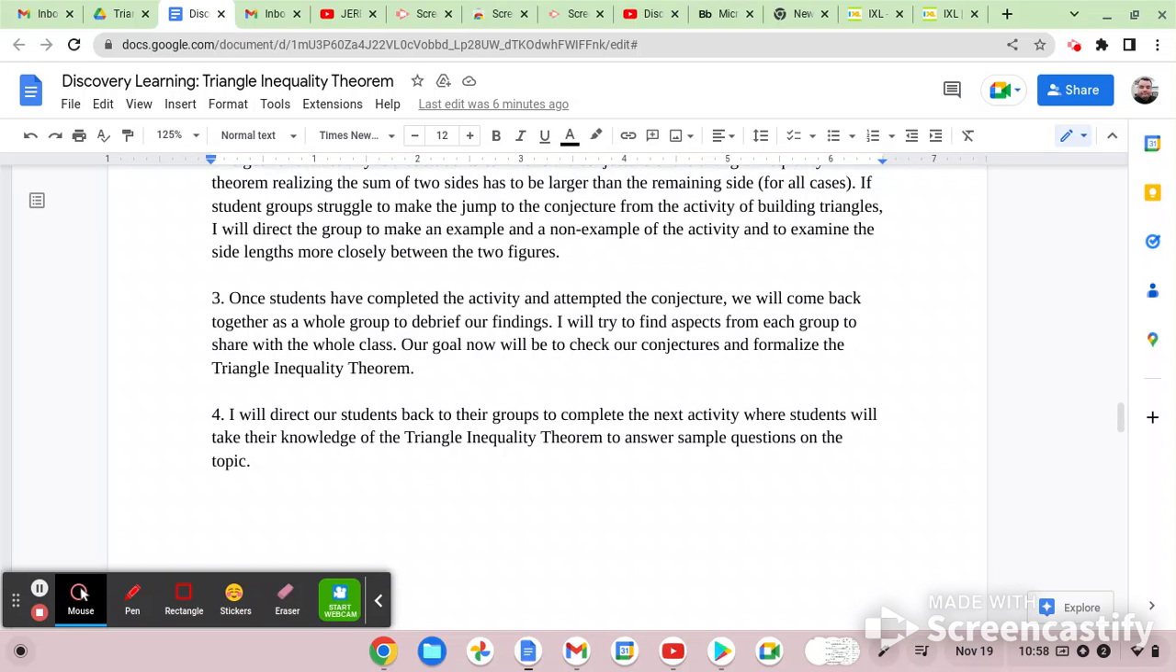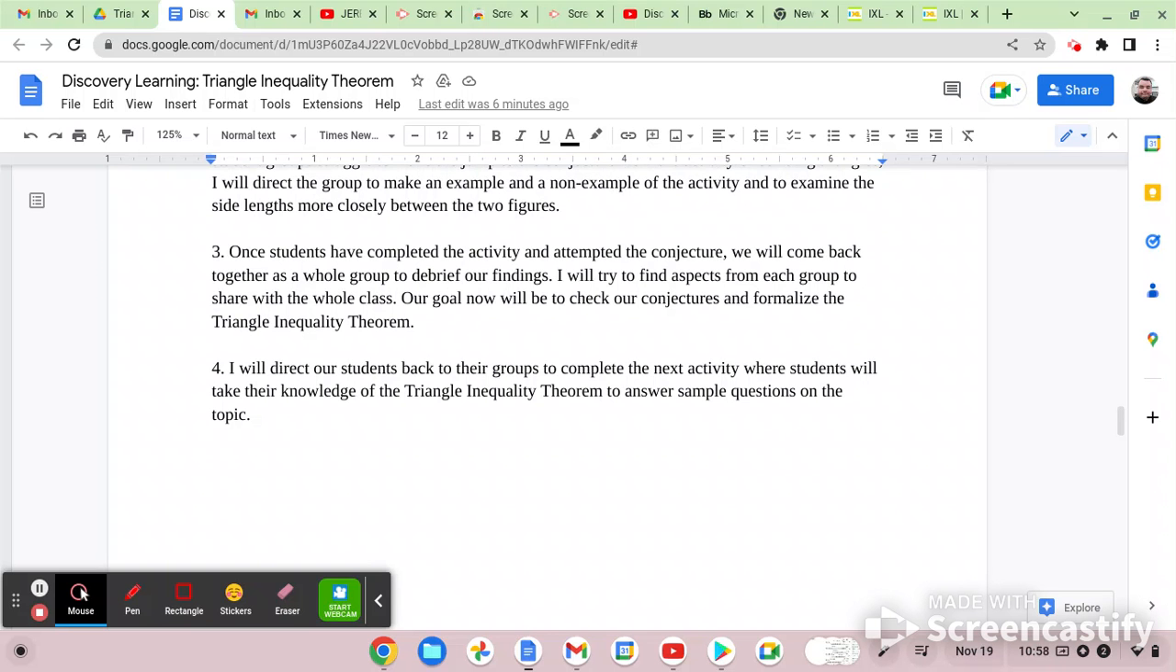Moving on. As a whole group, we're going to try to formalize the triangle inequality theorem: A plus B is greater than C, and so on. It may take a little bit for us to use all of our findings to get to that point. So step 3 as a group will be very important.